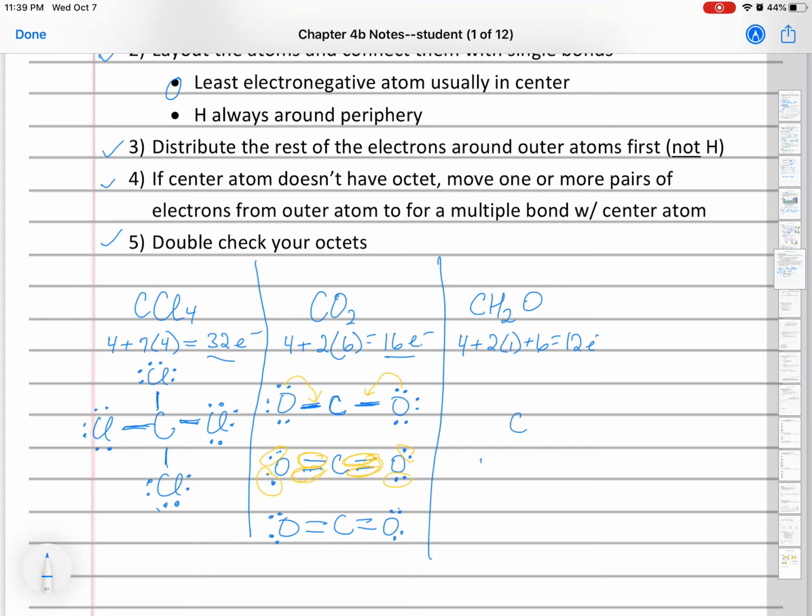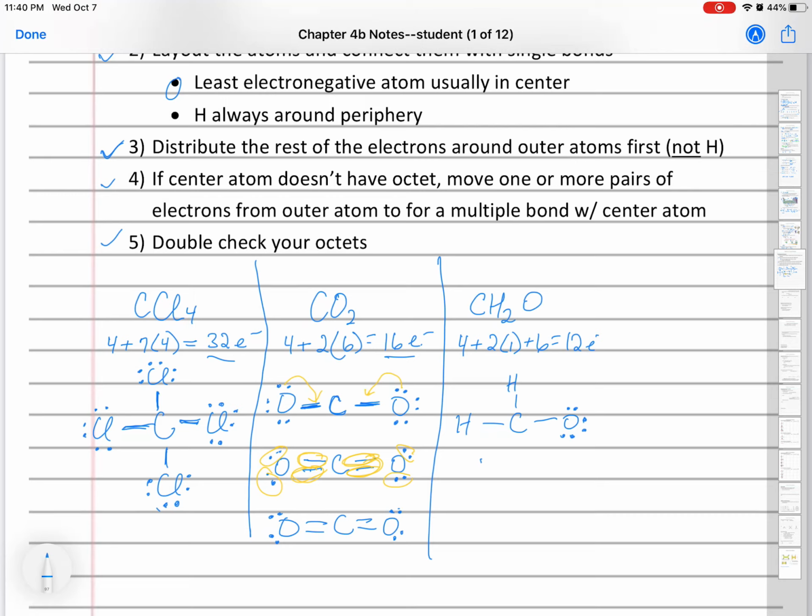All right, so we're going to start with the least electronegative atom in the center, and that's got to be carbon. It can't be hydrogen because hydrogen has to be out on the ends of things. So we can do an H and another H and an O. We've just distributed all these atoms around the carbon. And I've used 6 electrons in the process, but there's 12 total electrons. So I'm going to add those last 6 here to the oxygen. We're going to distribute, that's step 3, distribute the rest of the electrons around the outer atoms first.